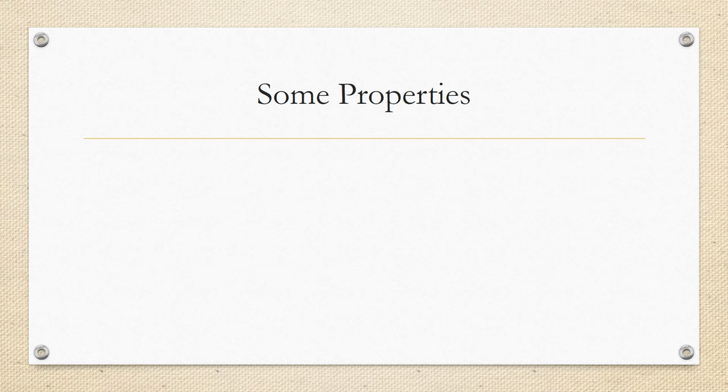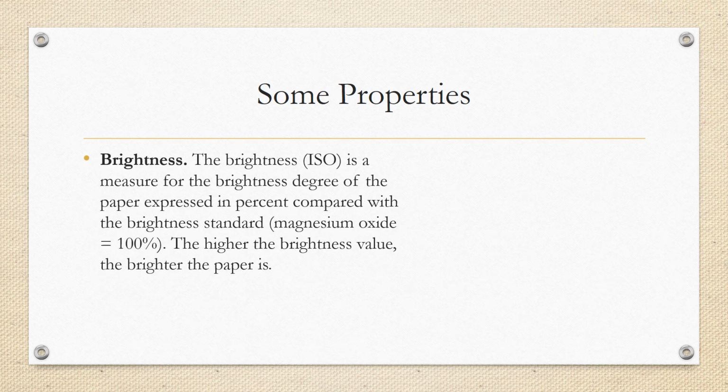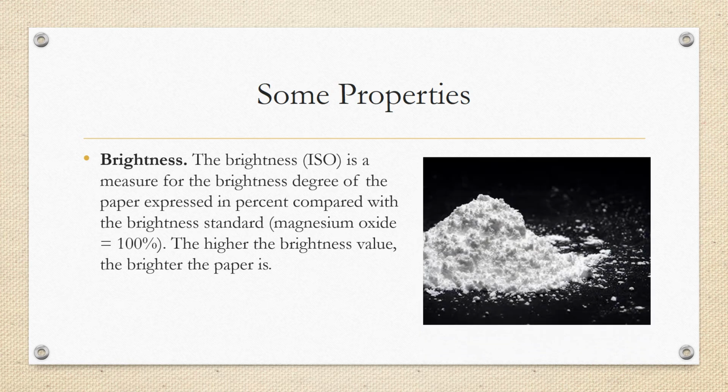And the last consideration in paper manufacturing are some other properties which may be important in some applications of paper. First is the brightness. Brightness is a measure of the degree of brightness or how white it is compared with the brightness standard which is magnesium oxide. The higher the brightness value, the brighter the paper is.